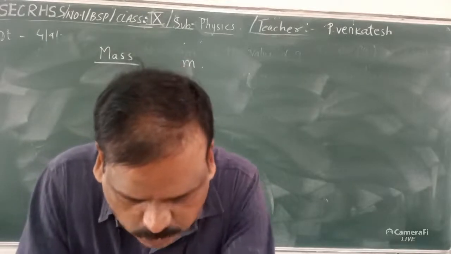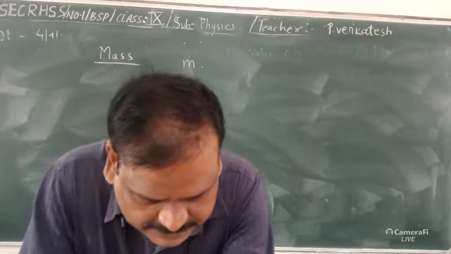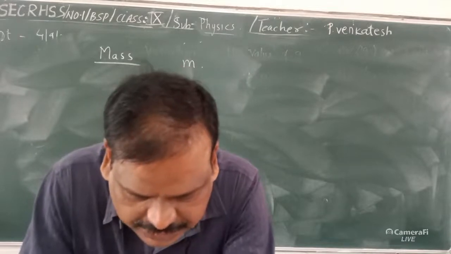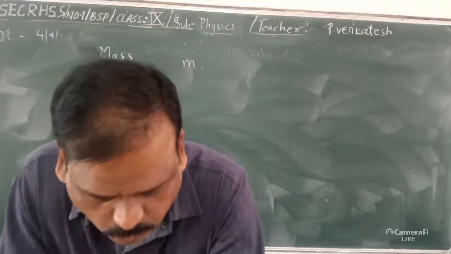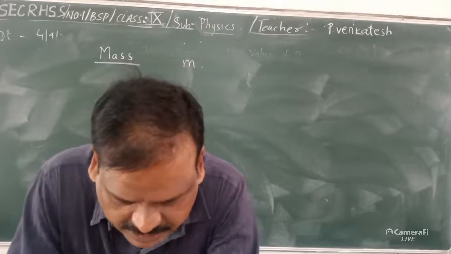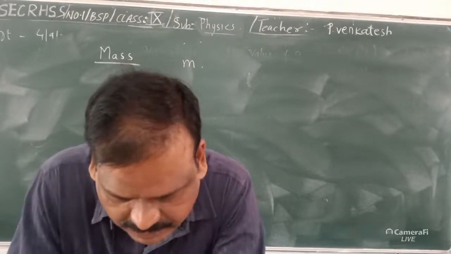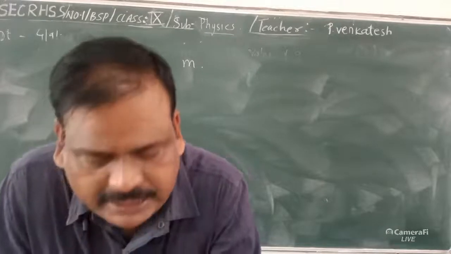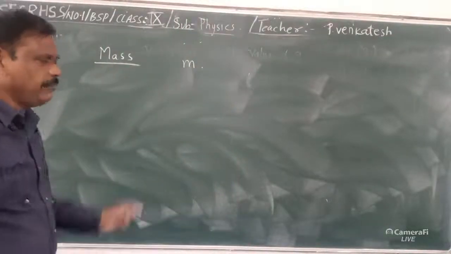Mass of the body is constant, remains the same at all places. Mass is a measure of inertia of the body, so mass is also known as inertia mass. Mass of the body is a scalar quantity. Mass can be measured with the help of a beam balance.